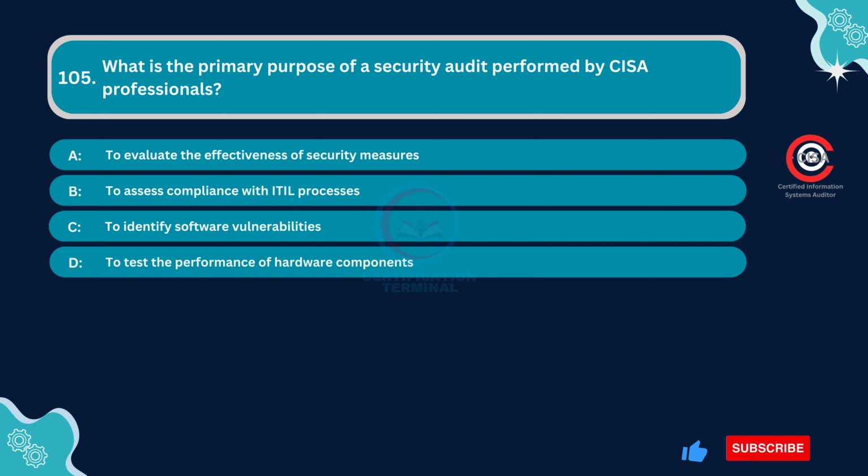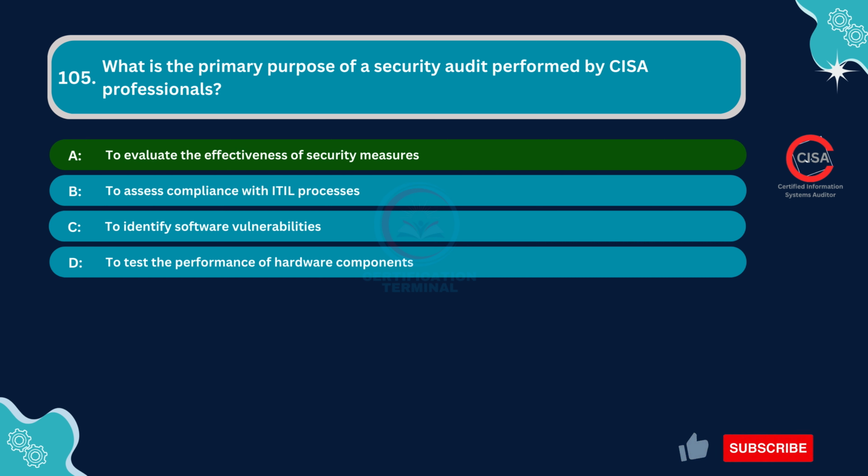The correct answer is Option A, to evaluate the effectiveness of security measures. CISA professionals are certified in information security auditing. Their primary focus during security audits is to assess the organization's overall security posture. This involves evaluating the effectiveness of existing security measures in place to safeguard information systems, data, and assets. This helps identify weaknesses and areas for improvement to strengthen the organization's overall security stance.